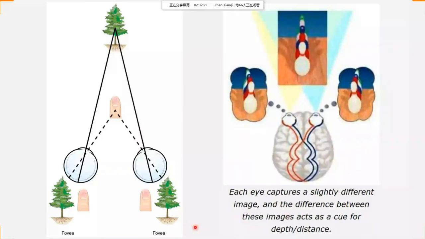Here it describes what's going on. Each eye captures a slightly different image, and the difference between these images acts as a cue for depth distance. So the two eyes simply have different perspectives on the real world, because they are at different locations. And these two images are then combined and give us a three-dimensional impression. So here you see what the right eye would see, and here is what the left eye would see. And this information is then combined in our brain.